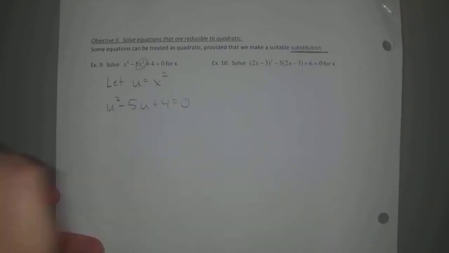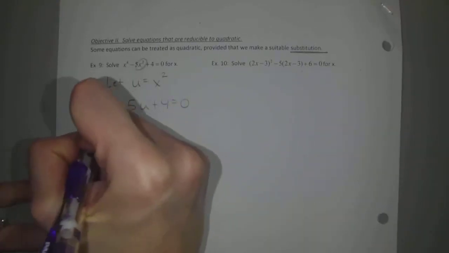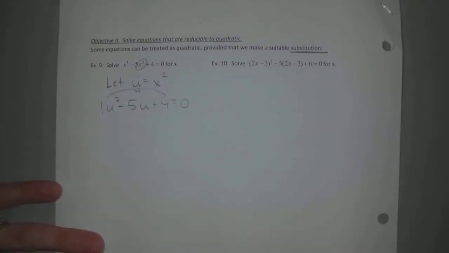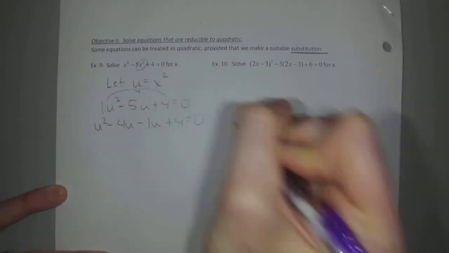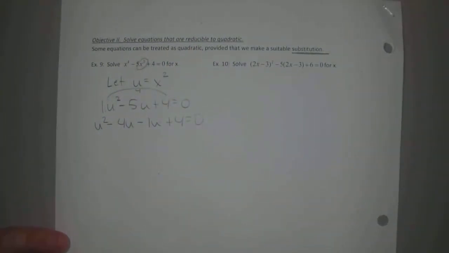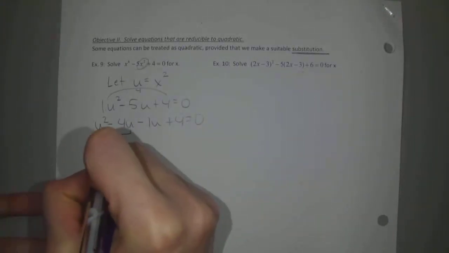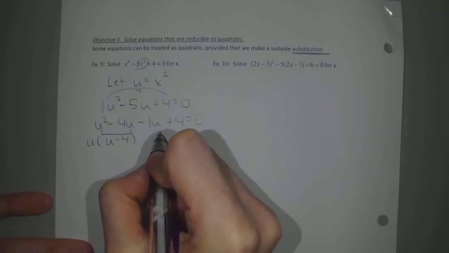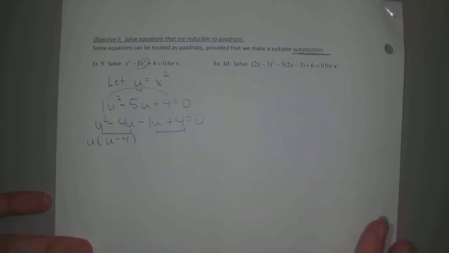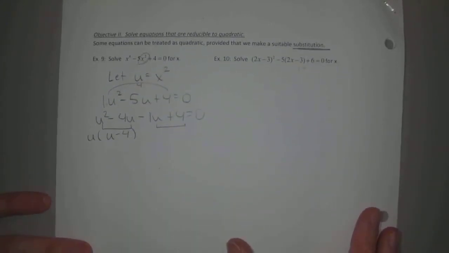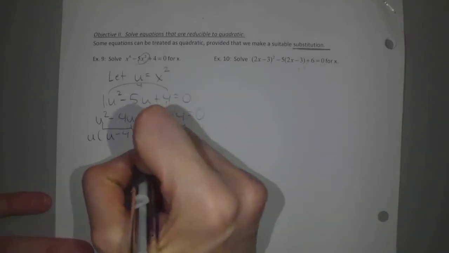Okay, so what we're going to do is factor like normal. So our a is 1. So our AC is 4. What are factors of 4 that add up to negative 5? Negative 4, negative 1. So we're going to use u squared minus 4u minus 1u plus 4 equals 0. And then we're just going to factor like normal. What can you pull out of the first two terms? u. And so then you're left with u minus 4. And then what can you factor out of the back two terms so that you're left with a u minus 4? Negative 1.